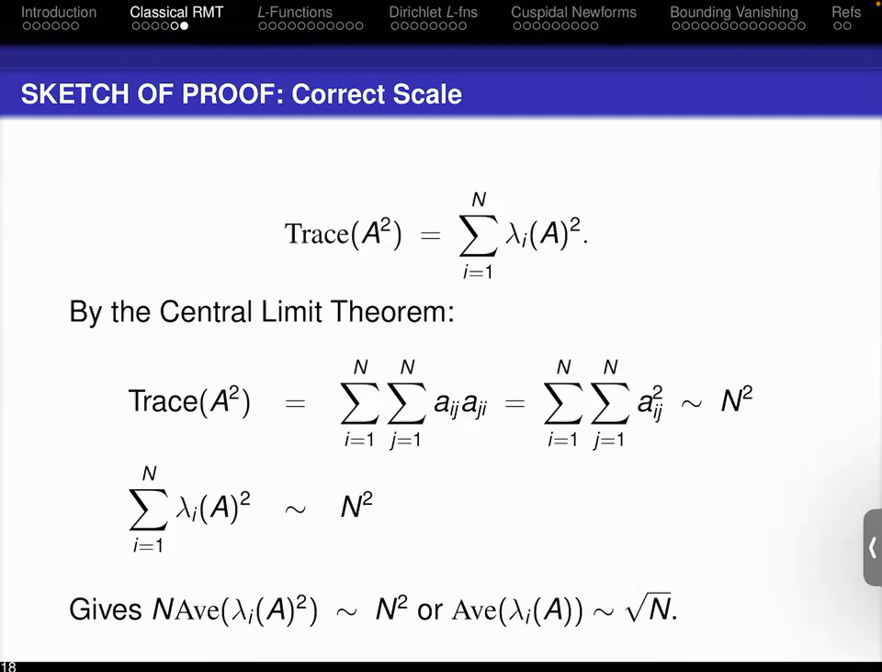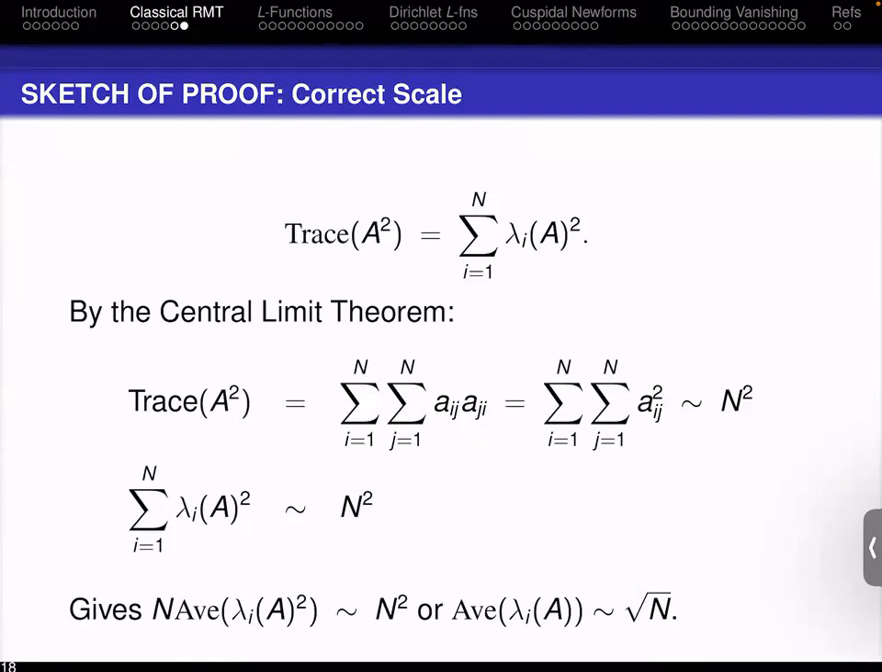So that sum should be of size n squared. So the sum of the squares of the eigenvalues is about n squared. There are n of them. So each eigenvalue we would expect to be of size square root of n. So this gives you a sense of what is the correct scale to study. When you're looking at zeros of L-functions, if you're near the central point or if you're very high up on the critical line, you get very different renormalizations that you should be using.